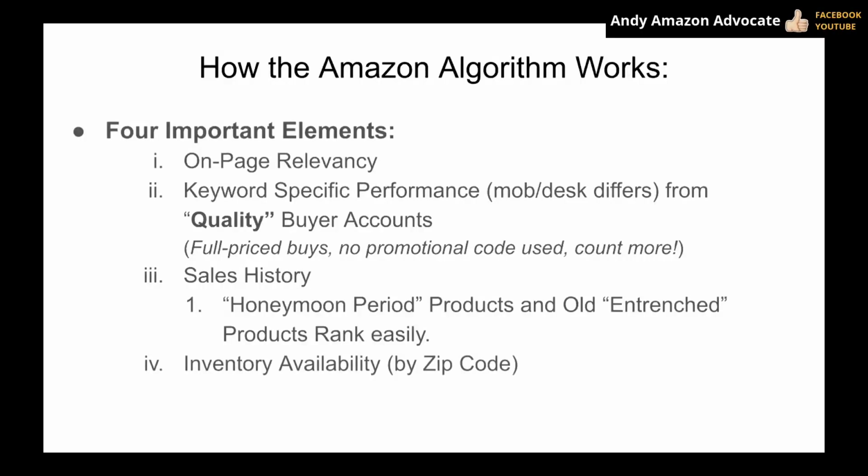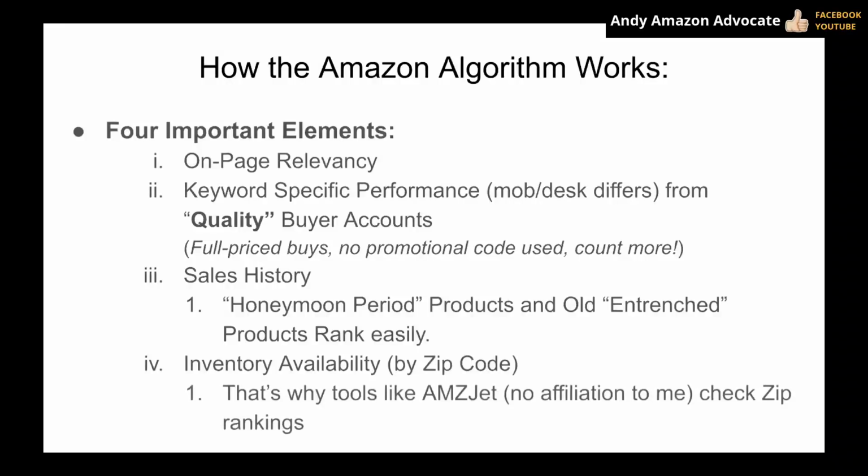Inventory availability. So where is your inventory stocked? Amazon actually will have different ranking results depending on where the person is searching. So you search a zip code in New York, you have no inventory near New York, you're going to have a worse ranking than you would, say, in a warehouse in California where Amazon has a lot of your inventory. They usually shift it around for you, but that is relevant.